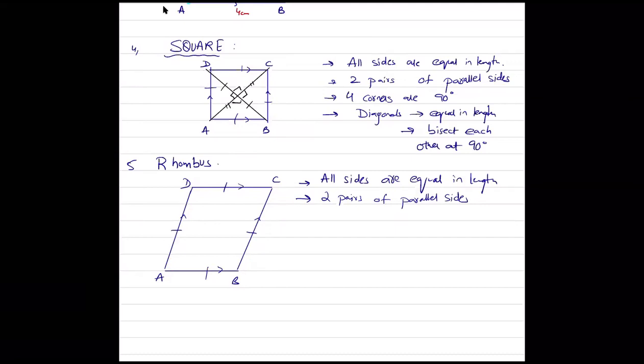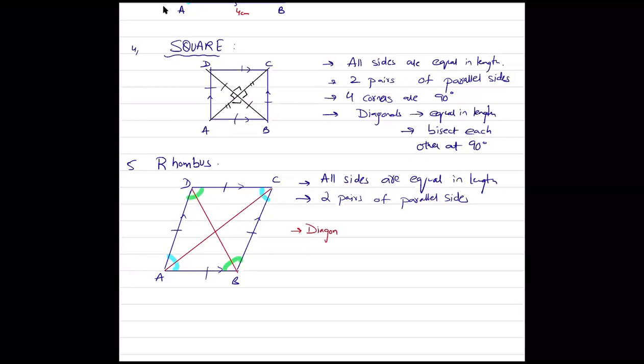In a rhombus, only the opposite angles are equal. So angle A and angle C is going to be equal. Angle D and angle B are going to be equal. Only the opposite angles are equal. And in the rhombus, the diagonals basically are not equal in length. So the diagonal AC and the diagonal BD are not equal.